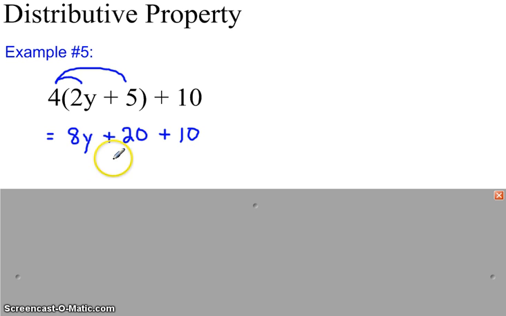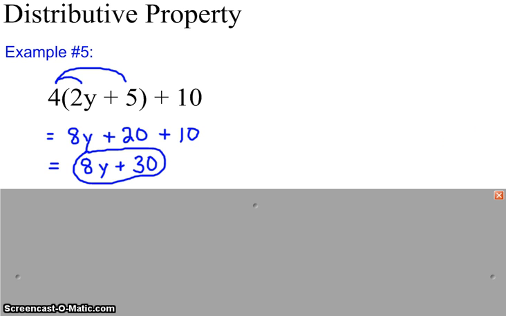Now we can combine like terms. You don't want to do it before. So really the only terms to combine is the 20 and the 10. That's a 30. So the most simplified version of this is going to be 8y plus 30. No big deal. Nothing tricky there.